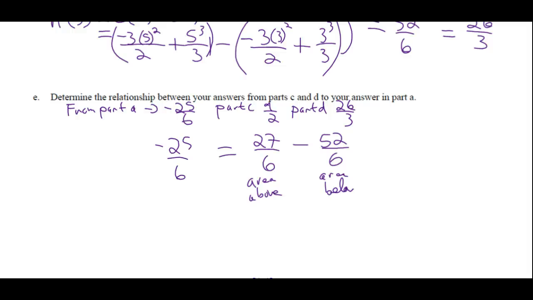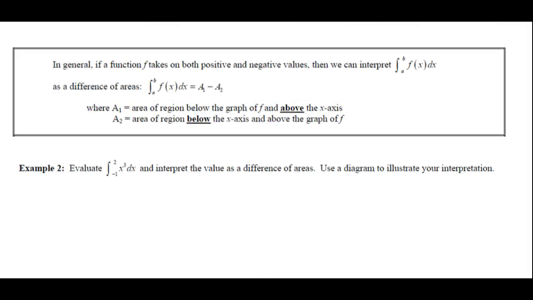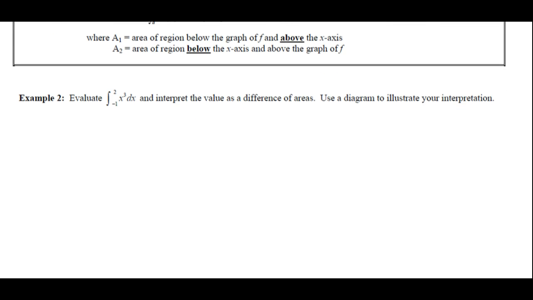All of which will be nicely summarized in the box at the top of the next page, which says, in general, if a function takes on both positive and negative values, then we can interpret the integral from a to b of f of x dx as a difference of areas, A1 minus A2, where we have the area of the region below the graph of f and above the x-axis, so the positive region, right, in essence, and the area below, which will come out as the negative region. And that's the last thing.